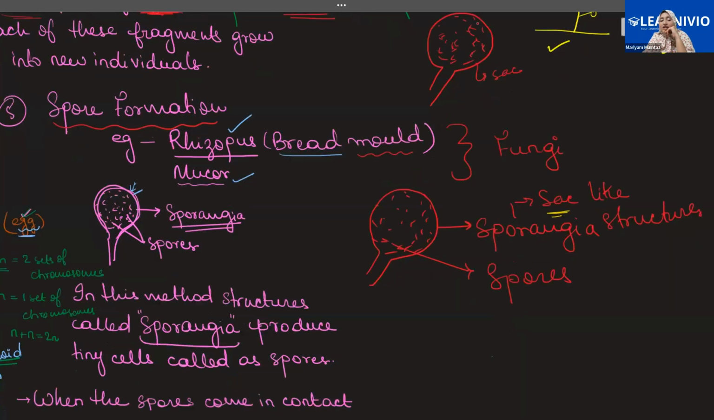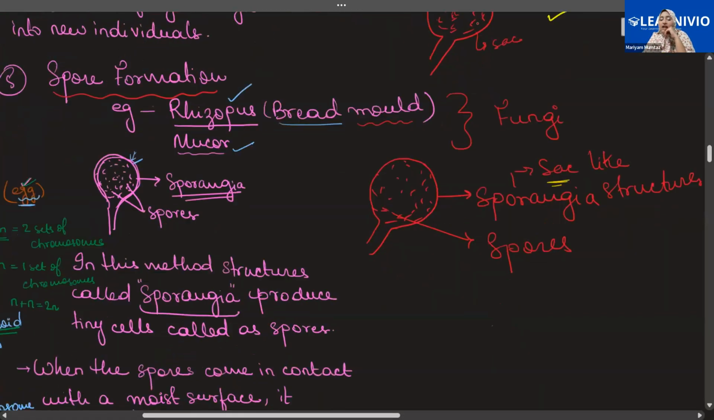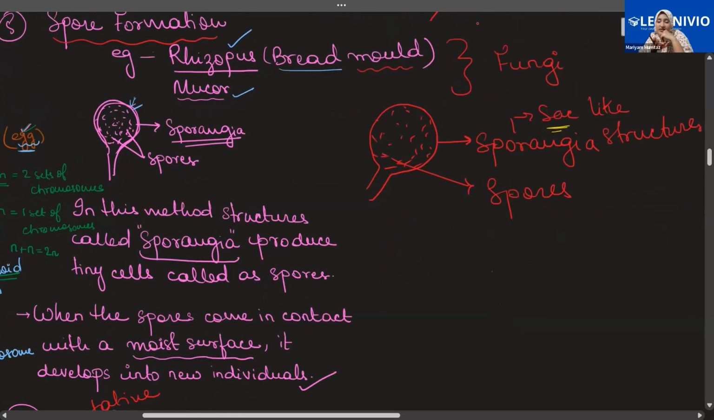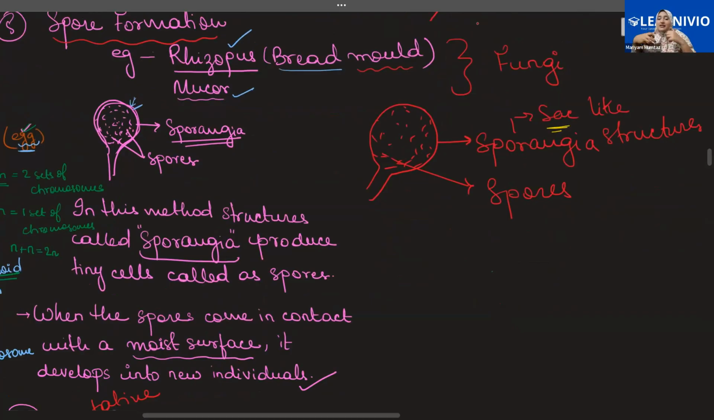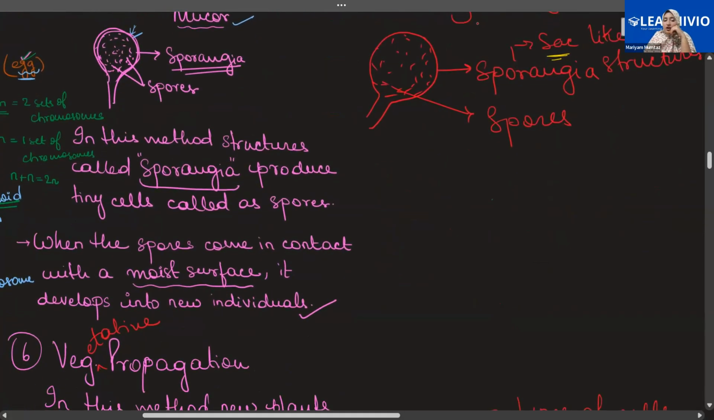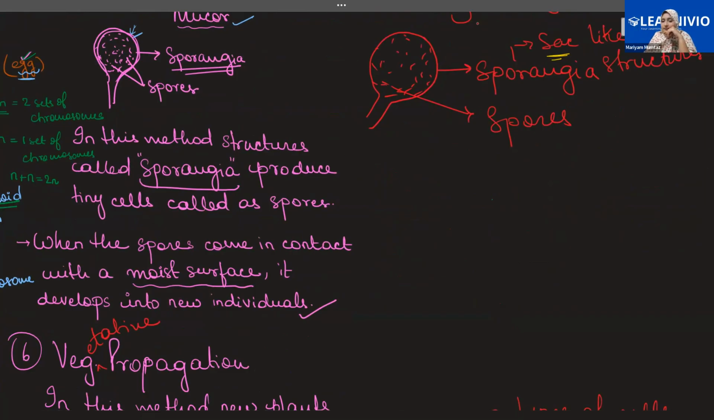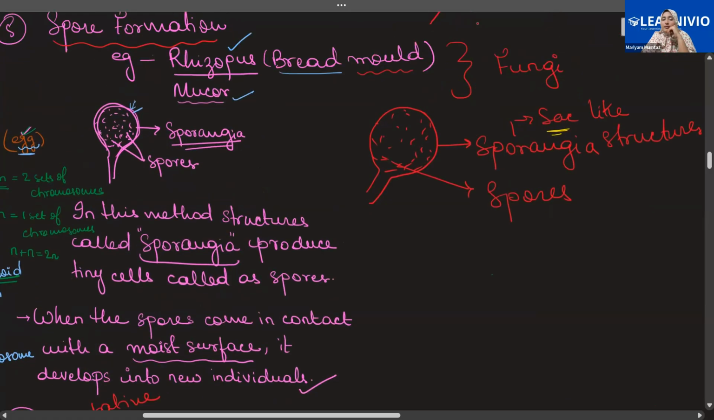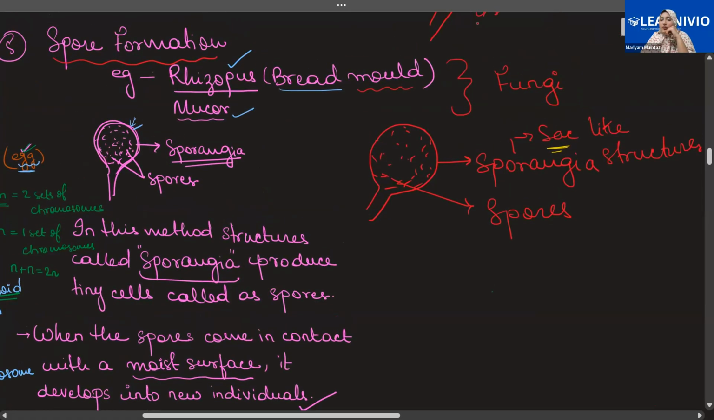Now when these sporangia burst, or whenever they come in contact with a moist surface, mostly the sporangia will burst and release the spores outside, and as soon as the spores come in contact with the moist surface, they develop into a new individual. Got it? This is what spore formation is. Spores are formed inside a sac-like structure called sporangia.